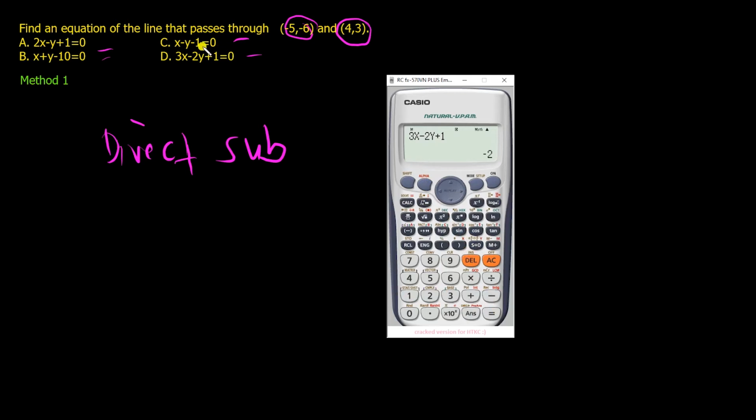Now, what if, ma'am, for example, both C and D are satisfied? Since negative 5, negative 6 was already what we tried, try 4, 3 as well. Substitute directly into C and D until you can eliminate one, so you are left with one answer. Okay, that is method number 1. So, let's proceed to method number 2.